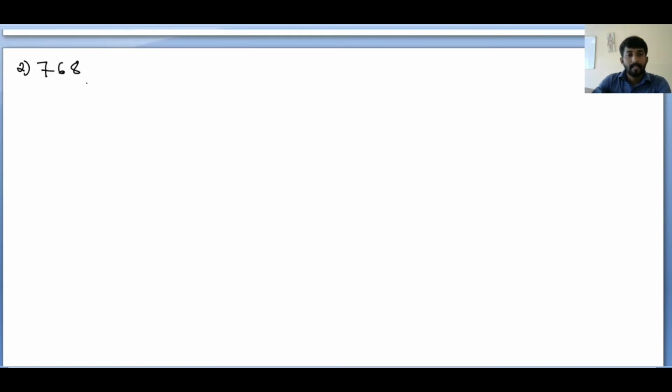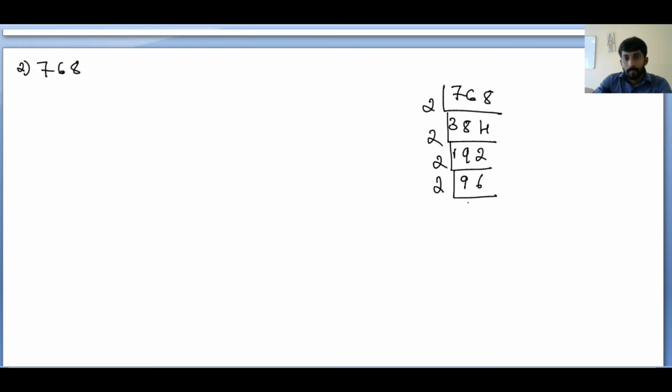Second question is 768. Again you need to calculate the sum of all positive divisors. Consider 768. First write the canonical representation. Here 2 3s are 6, 2 8s are 16, 2 4s are 8, then 2 1s are 2, 1 is remaining, so 18. 2 9s are 18, 1 is remaining, so 12, 2 6s are 12, then 2 4s are 8, 1 is remaining, 16, 2 8s are 16, 2 2s are 4, 2 4s are 8, then 2 1s are 2, 2 6s are 12.